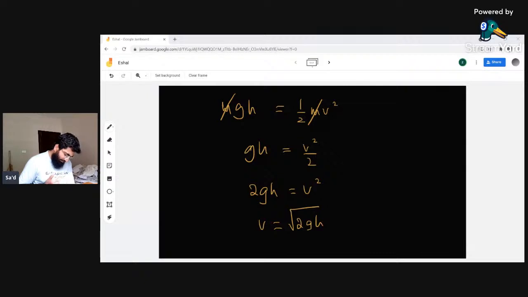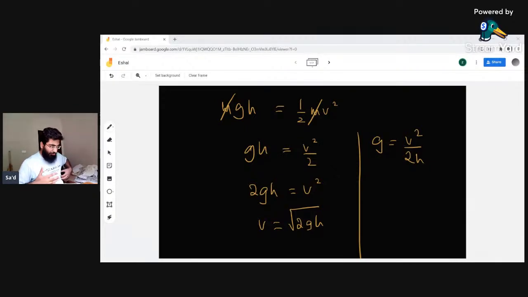Using this, if we were to find the value of g, we could use g is equal to v squared by 2h. In short, we can rearrange this equation in a number of ways, and if we are given a few values and just one is missing, we can find out that missing value by equating these two equations.